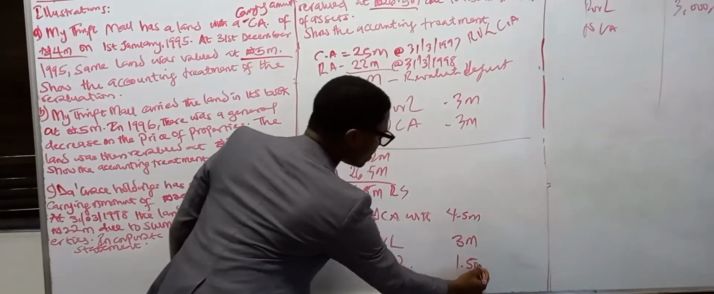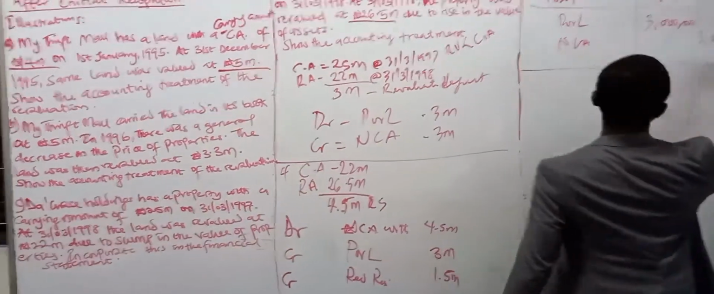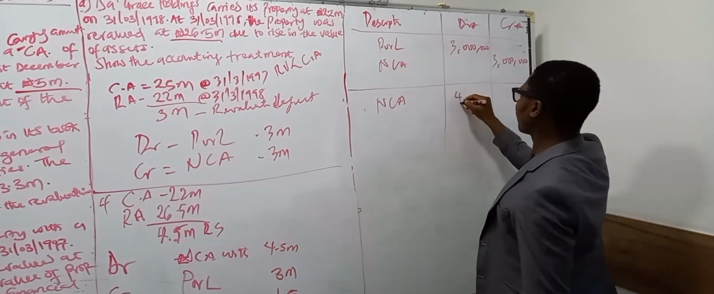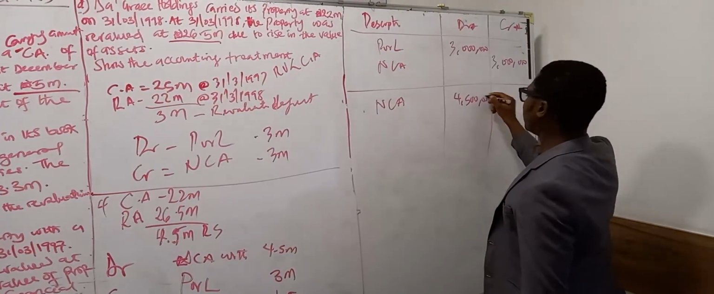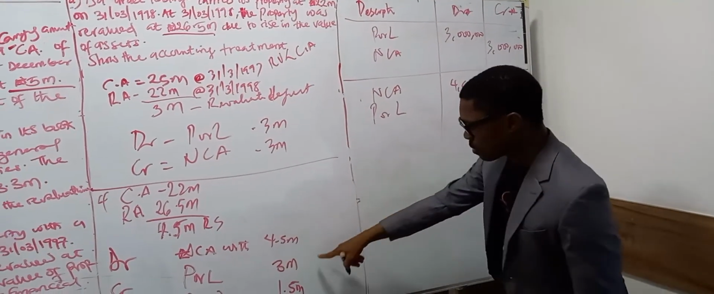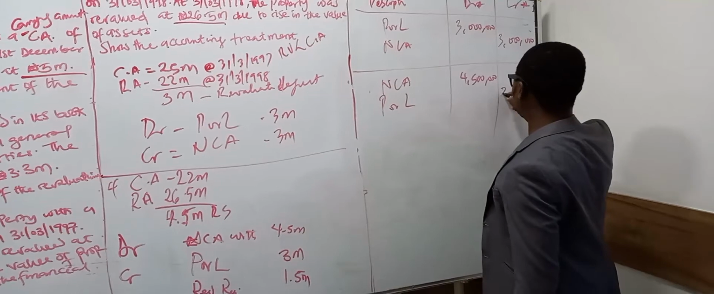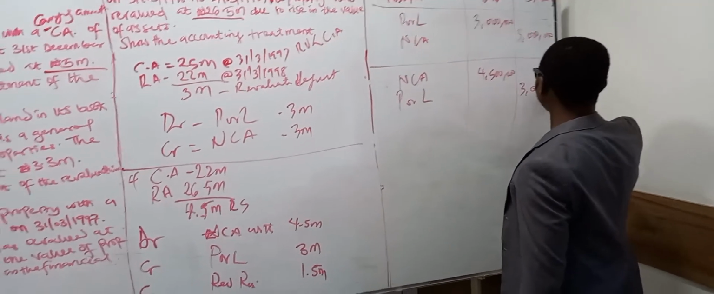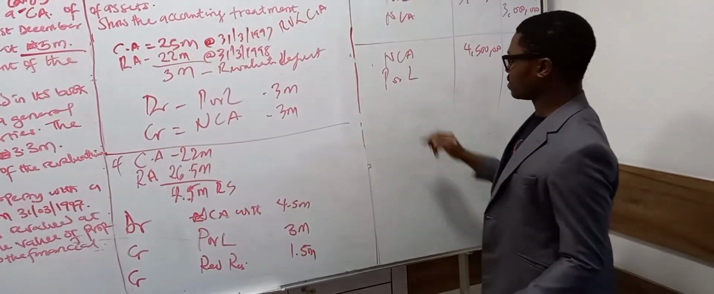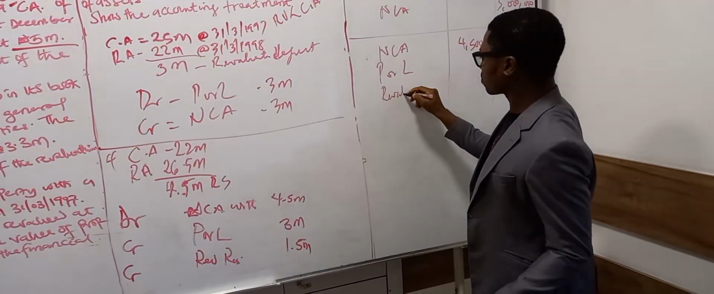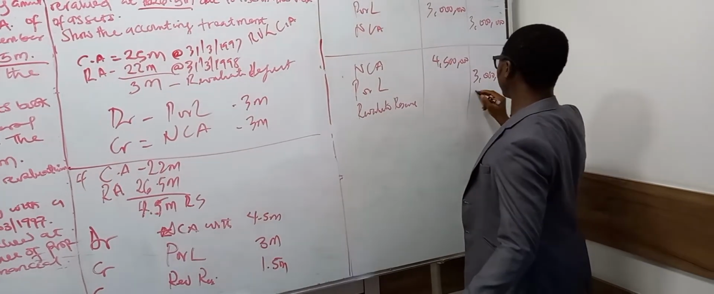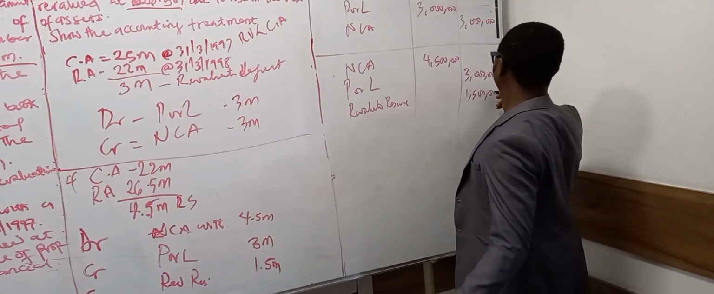What is the journal entry? Our non-current assets will be debited with 4.5 million naira. The profit or loss will be credited with 3 million naira to the extent of the initial revaluation deficit, while our revaluation reserve account will be credited with 1.5 million naira.